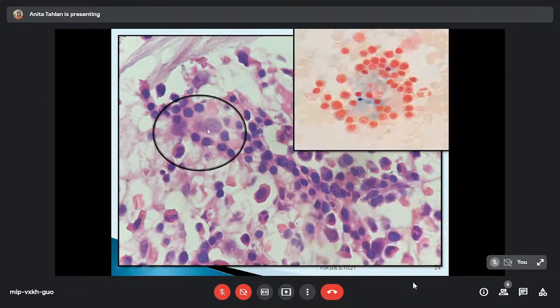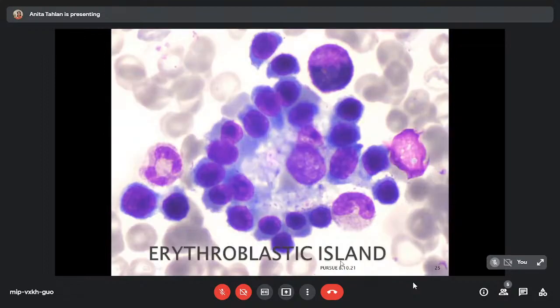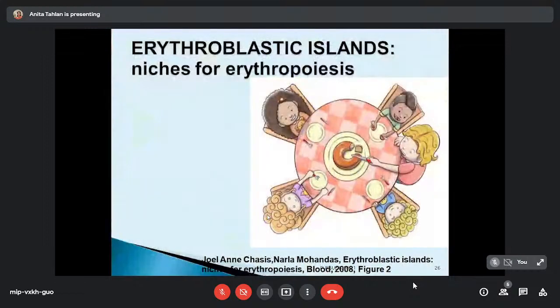Now this central macrophage, on Pearl stain, will demonstrate that it also has iron, and these are the various stages of maturation. These cells look dark blue. You can identify the macrophage, some debris is there in the macrophage, and the various erythroid cells are surrounding the macrophage. So this is called an erythroblastic island, which is the basic characteristic unit for hematopoiesis.